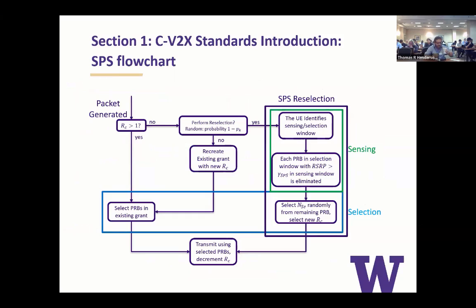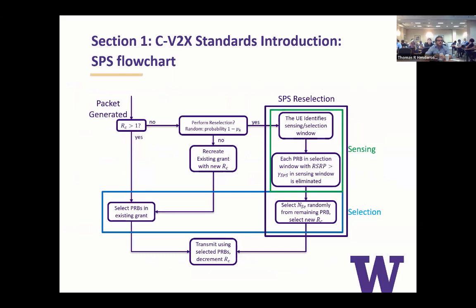So I'm going to start the explanation of the reselection process with the flowchart and then show an example of this flowchart in action. The process starts when a packet is generated, and if the reselection counter RC is above 1, then the packet uses the existing PRBs and transmits. If it does not, and the UE randomly decides to reselect, probability 1 minus PK, then the SPS algorithm kicks in. There are two phases to the SPS algorithm, sensing and selection.